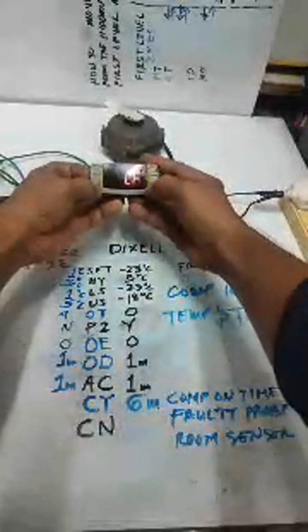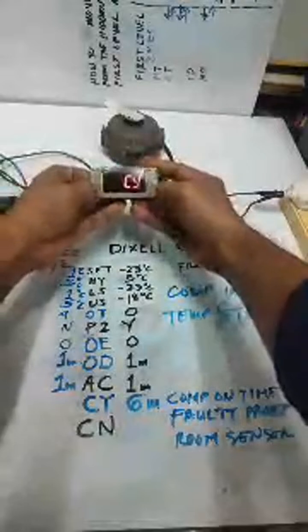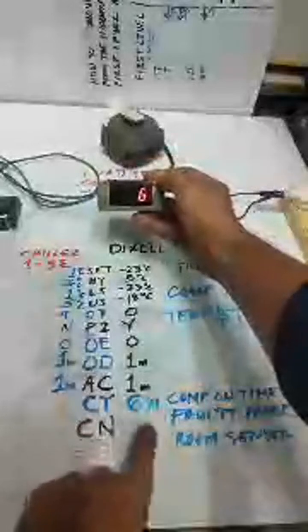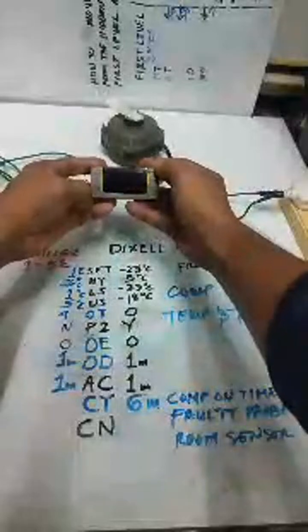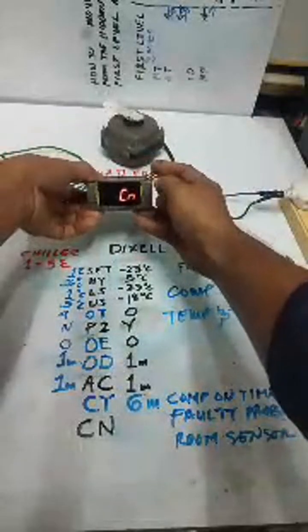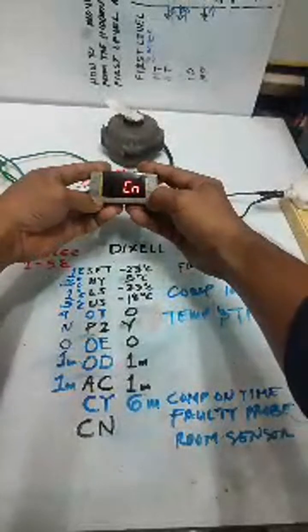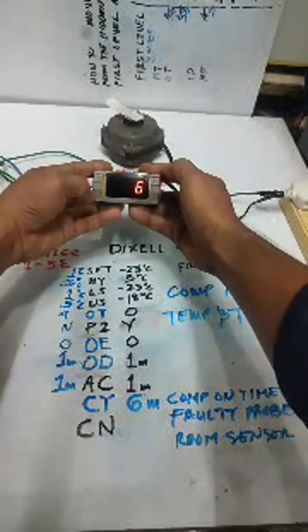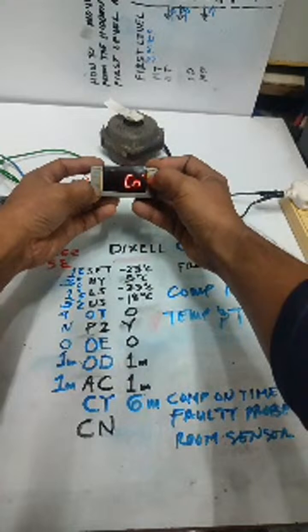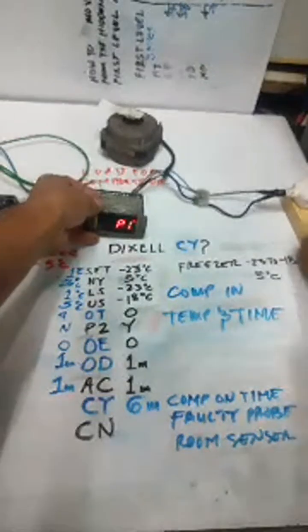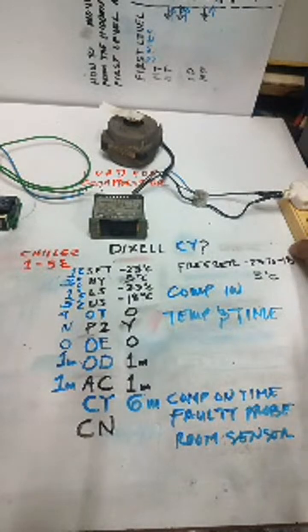Now let's enter that again. Where is it? CY, and we're going to set a value of 6 in dealing with negative 18 and negative 23. So I'm going to set this, and okay, that's it. Again, let's verify. Okay, it's 6 minutes. Memorize, press set and up button, and we're going to reset the unit and turn it on again.